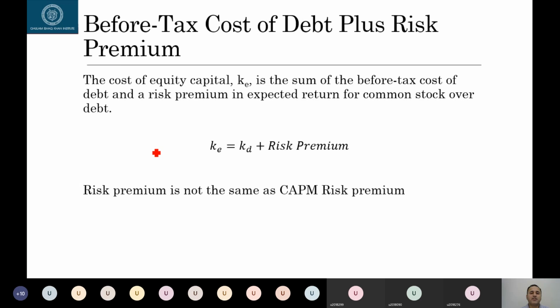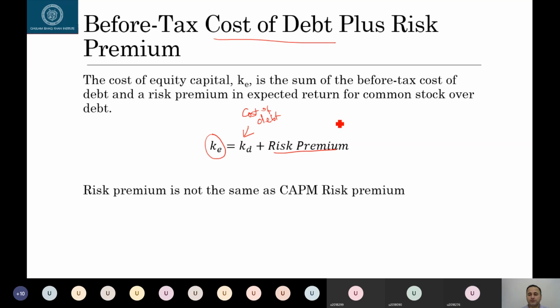There is another approach, and we are using it for the first time. It's called before-tax cost of debt plus risk premium. As the name suggests, the cost of equity of a certain company, for example OGDCL, is the cost of their debt plus a risk premium. Now, why do we add a risk premium to the cost of debt?